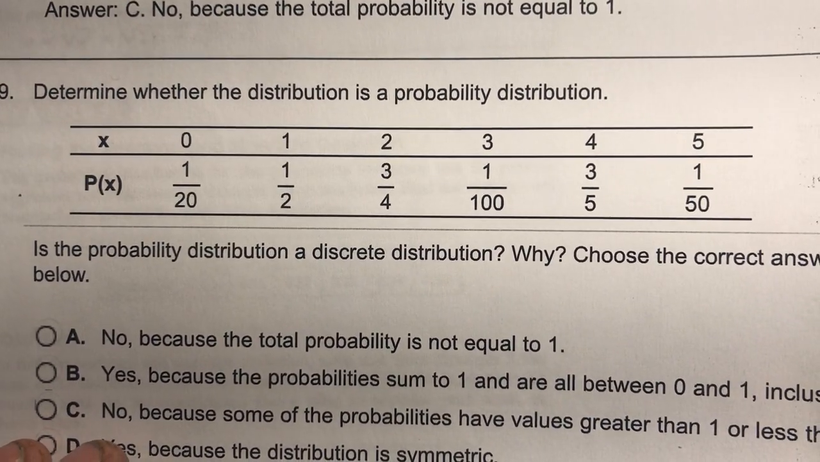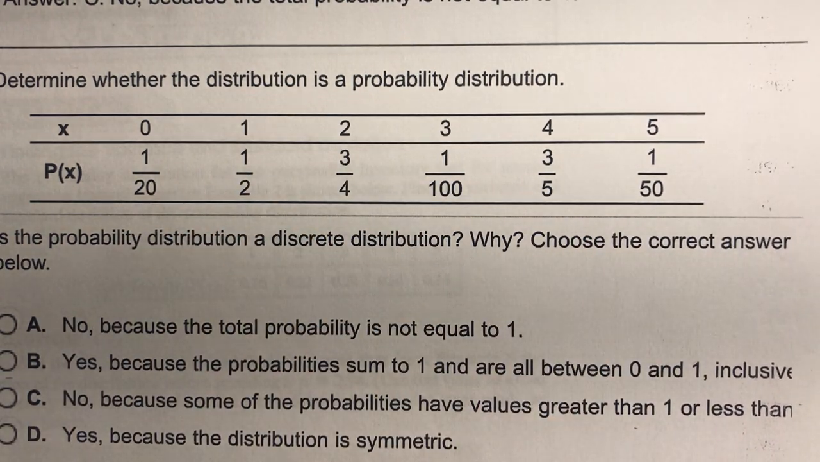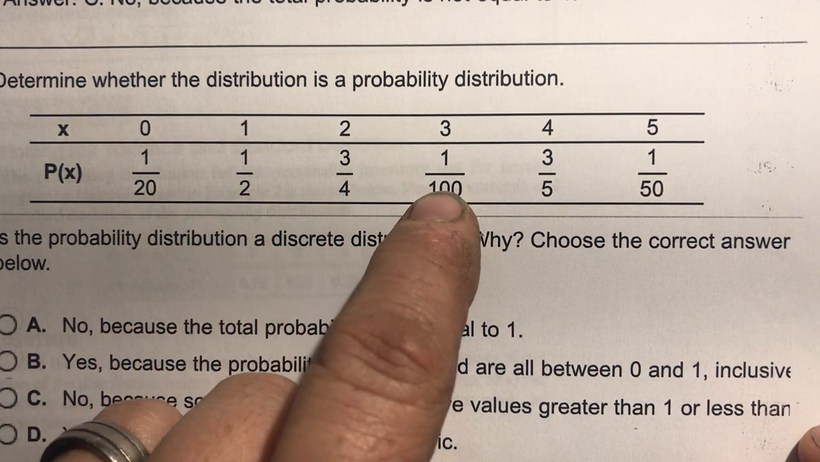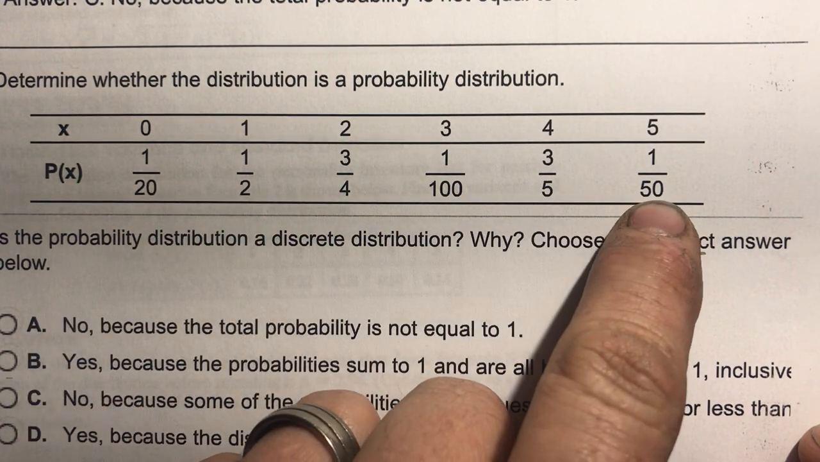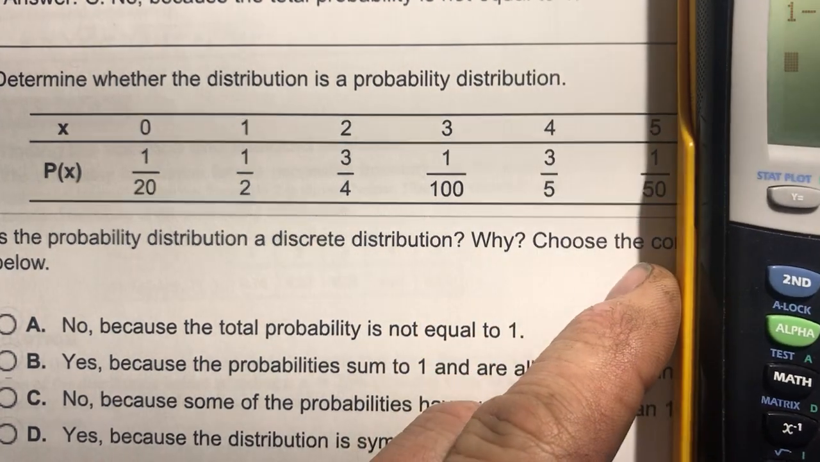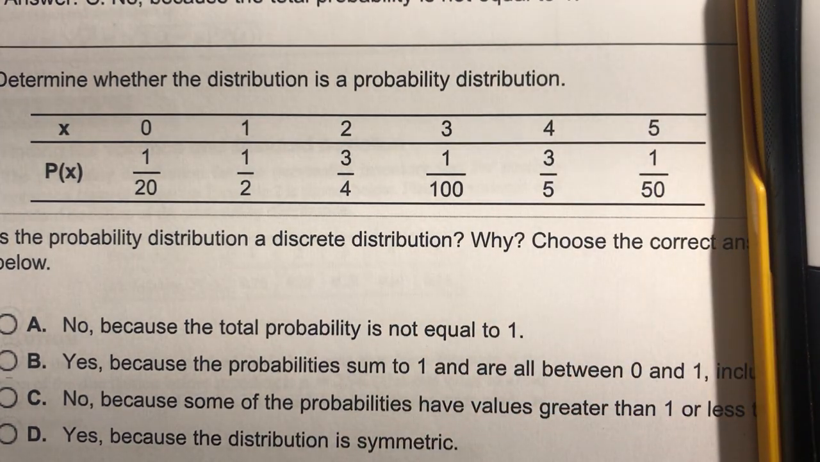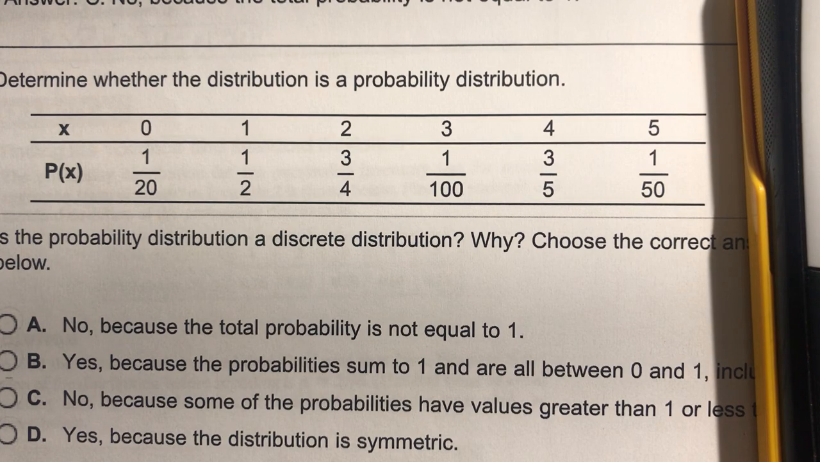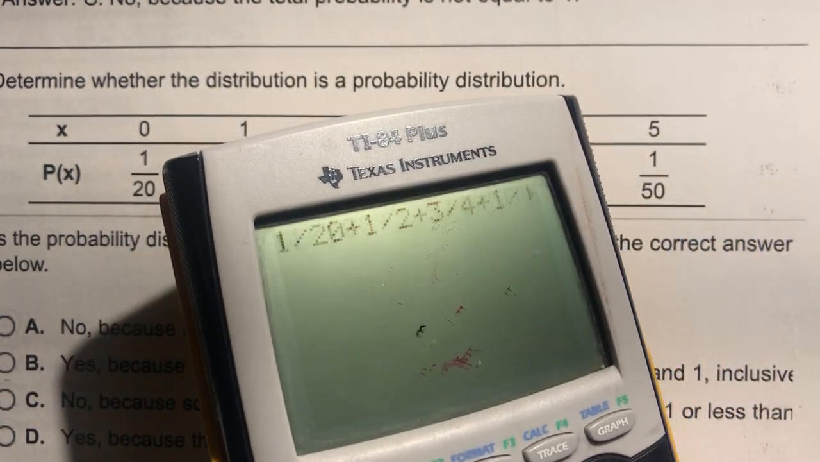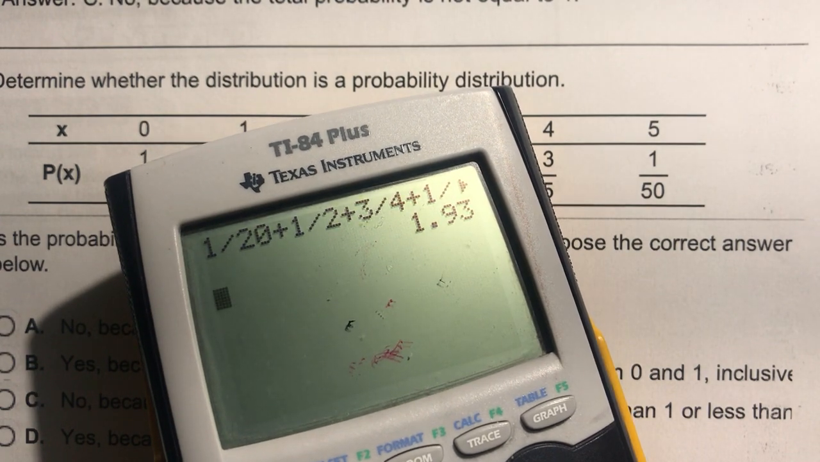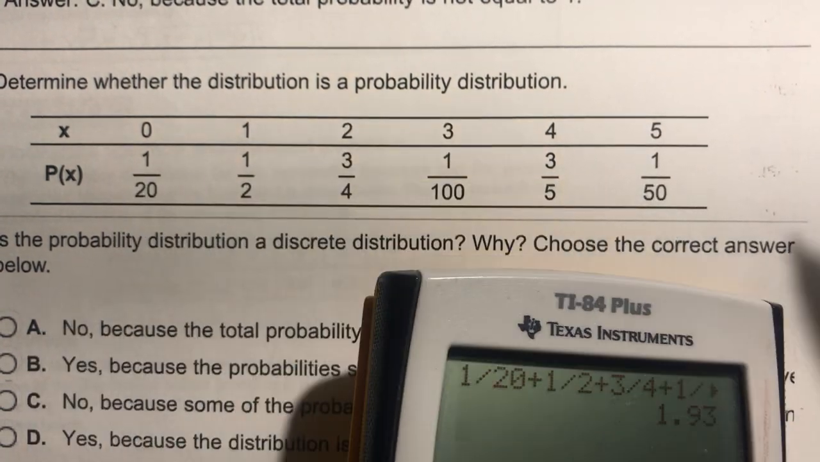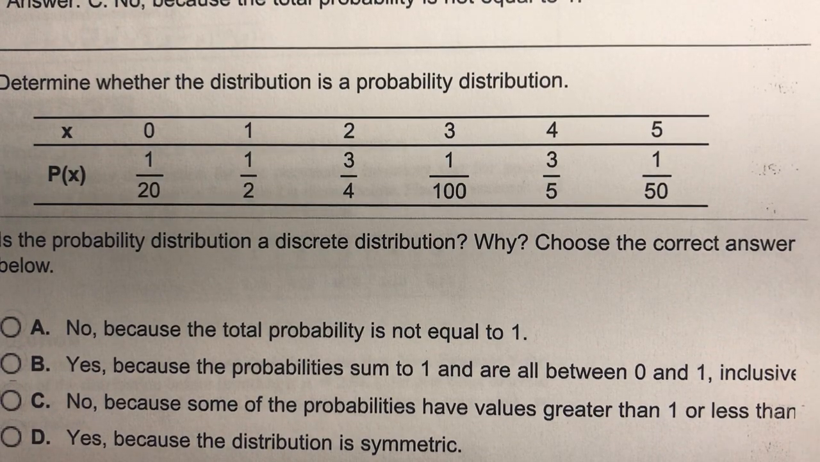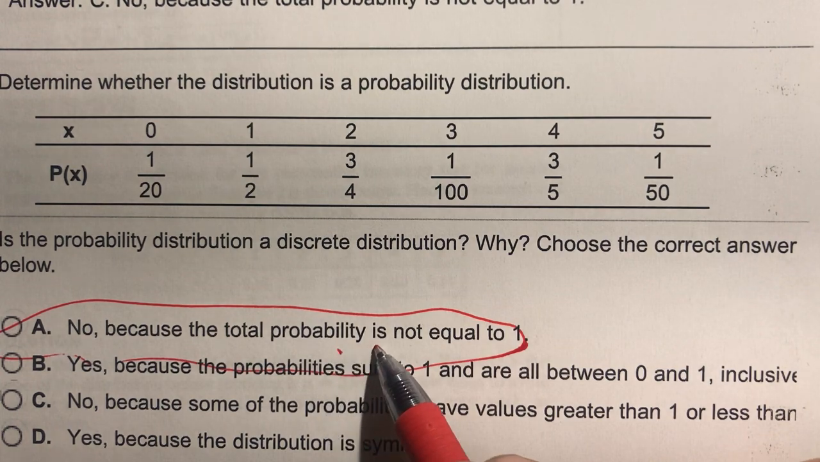Okay. Number 19 here. All right, determine if this is a discrete probability distribution. All right, so let's see all these values here. They're all between 0 and 1. So now if I add them up, I'm going to add these up real quick over here to the side. 1 divided by 20 plus 1 divided by 2 plus 3 divided by 4 plus 1 divided by 100 plus 3 divided by 5 plus 1 divided by 50. All right, so I add these up and look what I get. Oop, I got 1.93. No, it's got to equal 1. So this is a no. And the reason is number A here. The total probability does not equal 1.